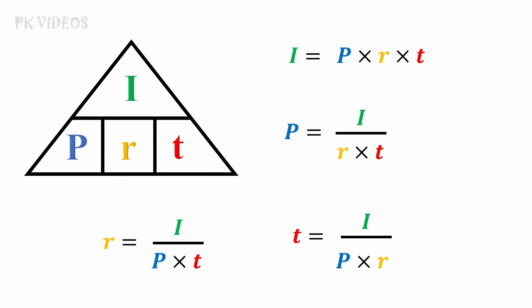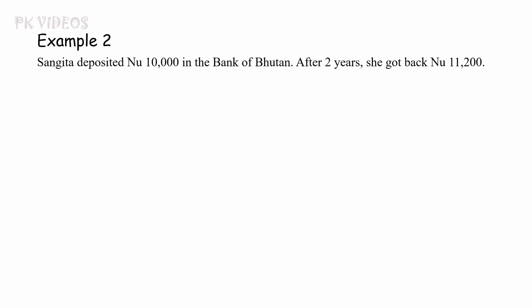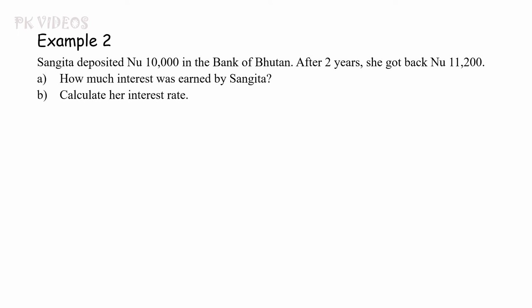Let us look at another example. Sangeeta deposited Niltam 10,000 in the Bank of Bhutan. After 2 years, she got back Niltam 11,200. How much interest was earned by Sangeeta? And calculate her interest rate.